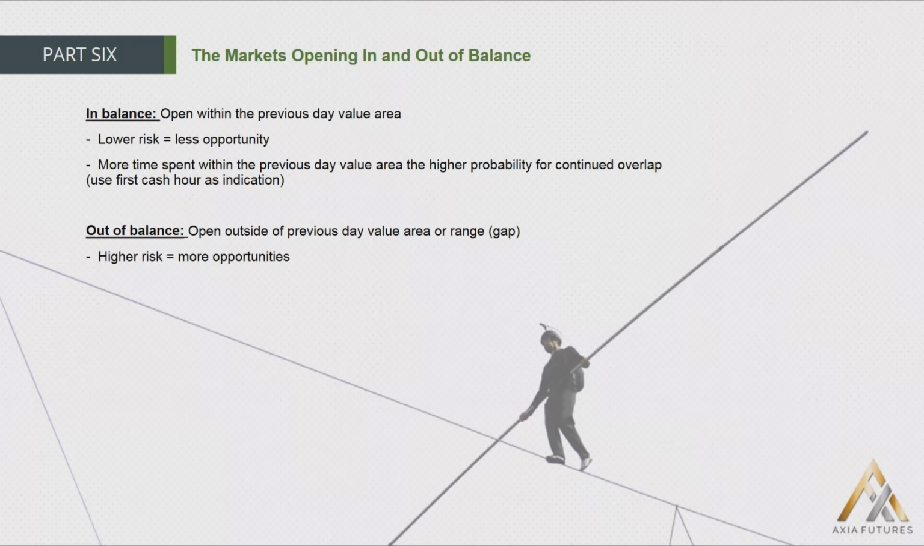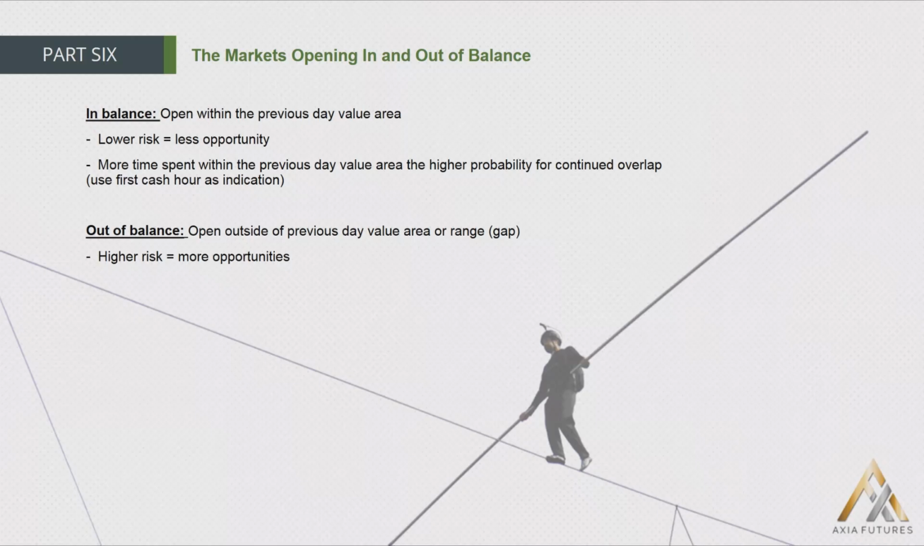We're now going to begin developing the concept of trade location. In other words, where we are trading relative to previous prices. We're going to start off and talk about where the market opens, whether it's in balance or out of balance. Now, as you can see, the guy on the tightrope is balancing quite nicely.